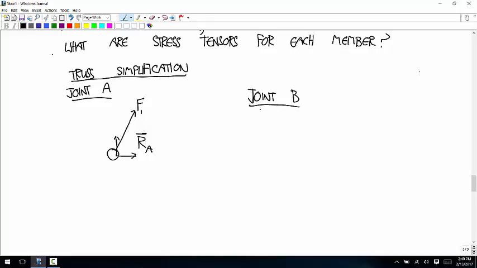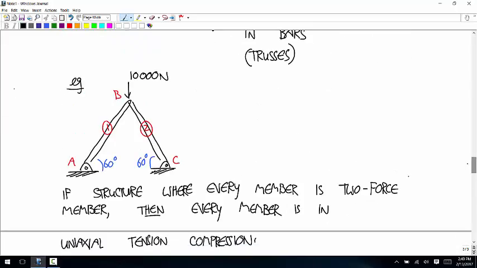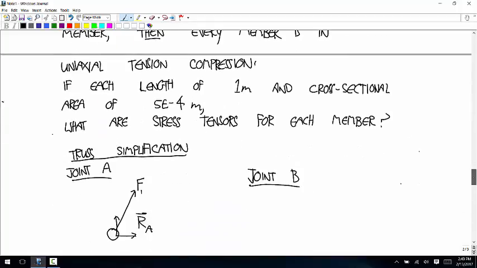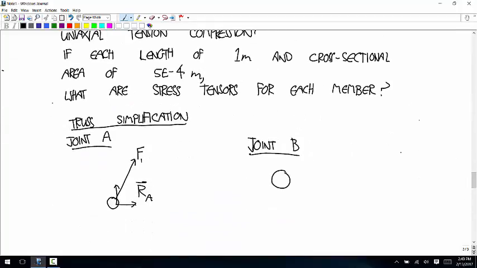Joint B at the top. What do we have acting on that pin? We have a downward force of 10,000. Since we're treating this like a cable, that pulling force is going to be the same one as that one. I'll just write it as F1 because I drew the arrow in the other direction. And then over here we have what I'll call F2.